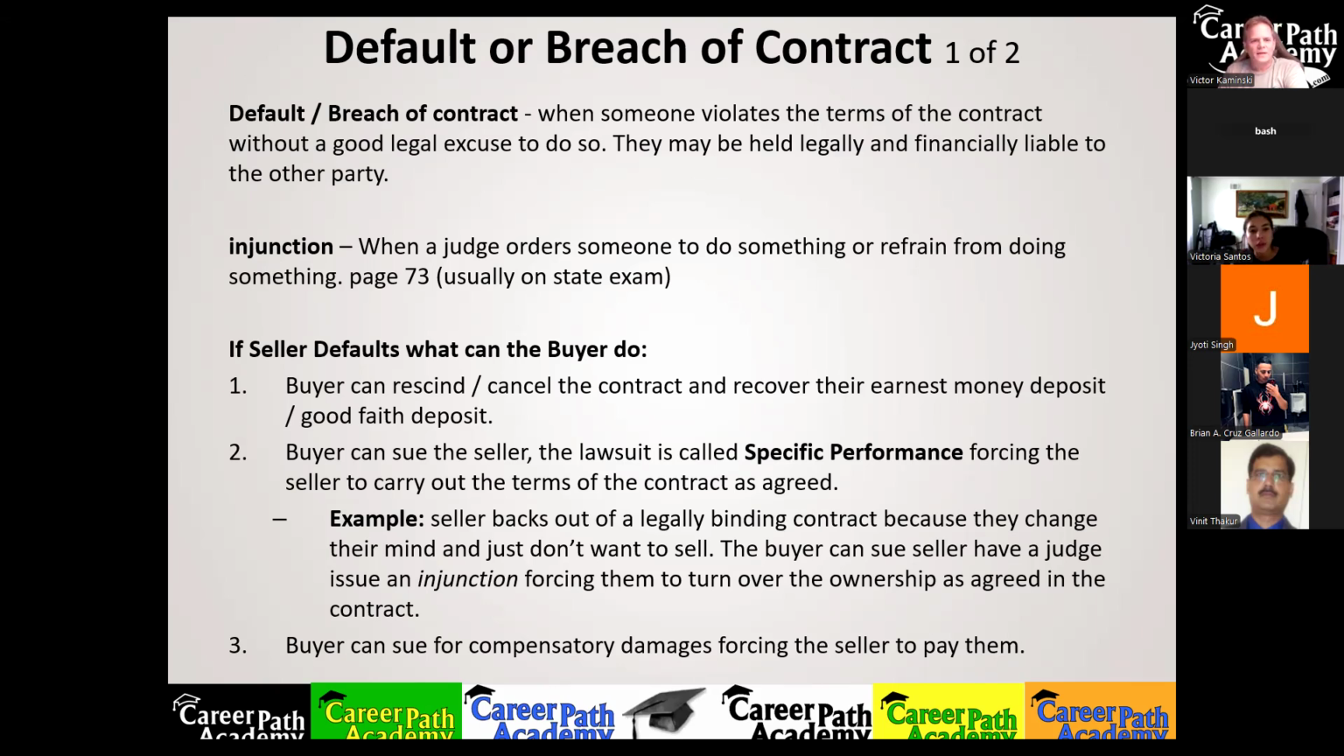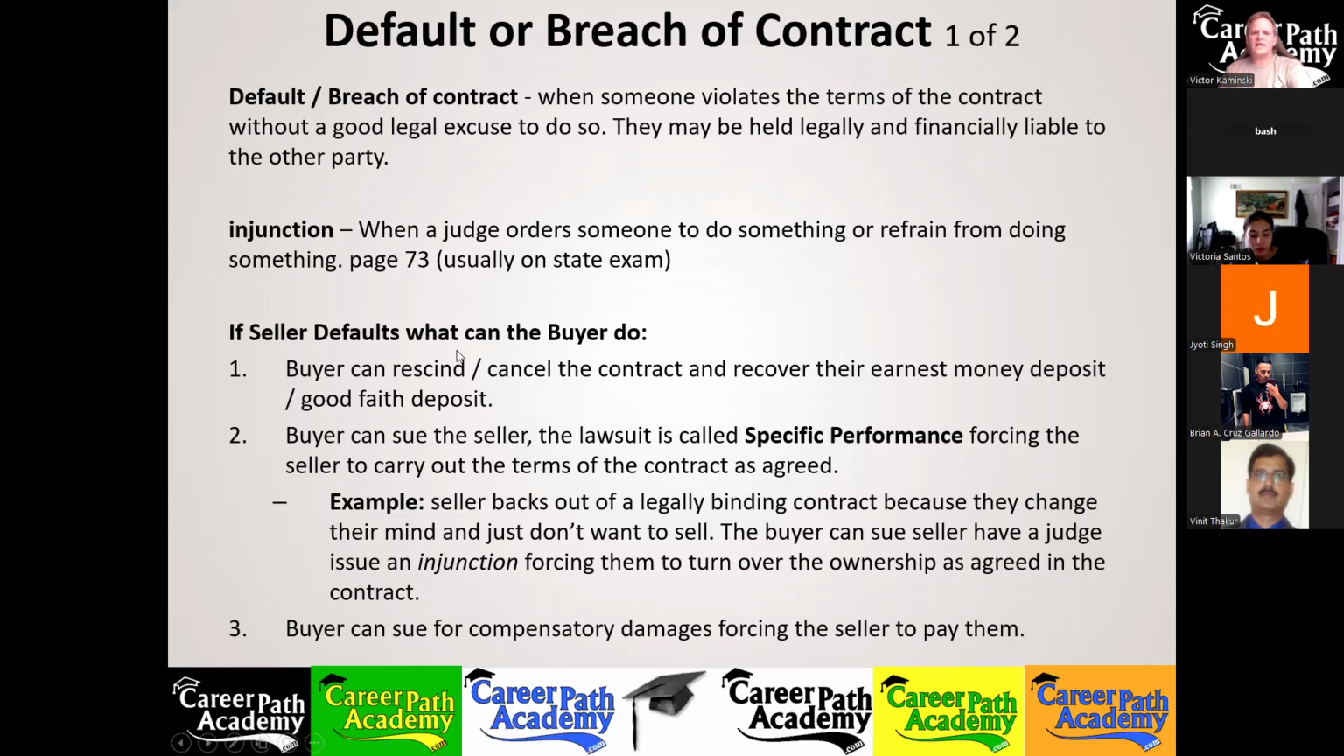All right, so if a seller defaults, what can the buyer do? Well, the buyer can rescind the contract. That means they could cancel the contract and recover their earnest money deposit, also known as a good faith deposit, as if the contract had never been made.